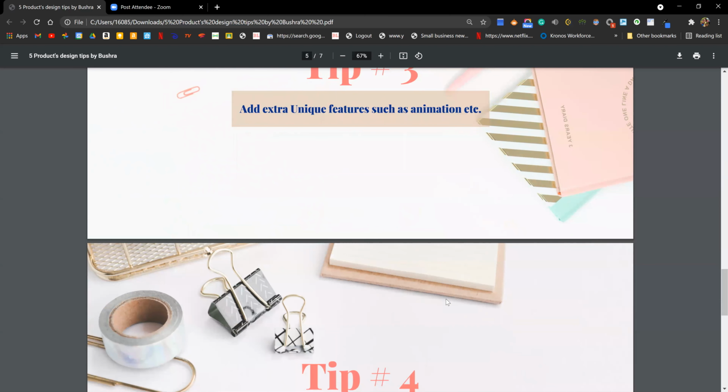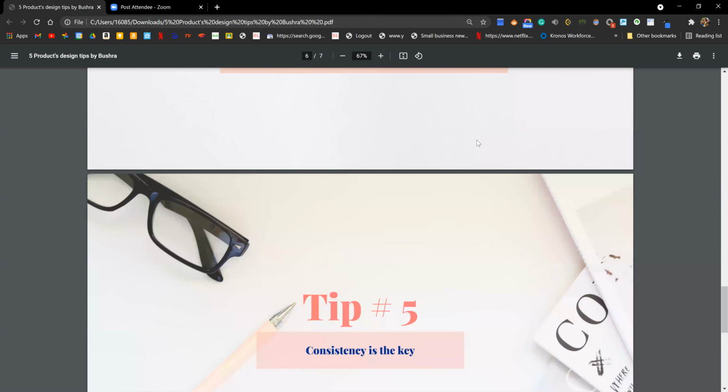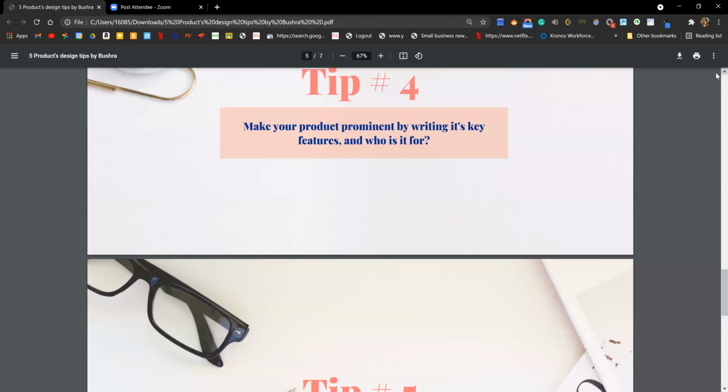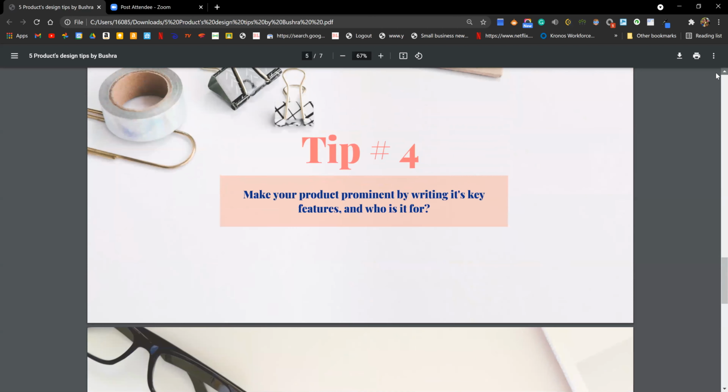So there we go with our fourth. I think I'm going fast. So here is my fourth tip.